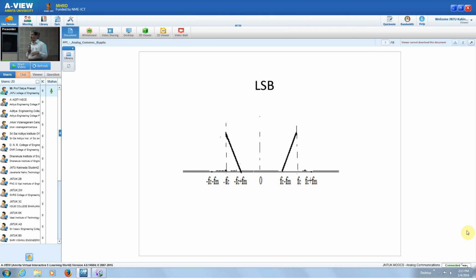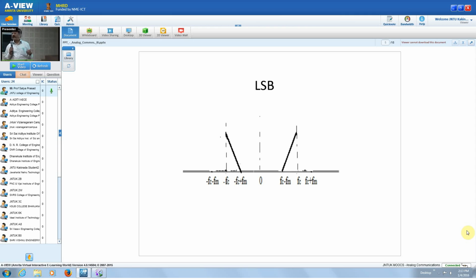This one is your lower sideband signal. So we are having either an upper sideband or lower sideband to be transmitted, and this is the frequency domain representation of the modulated signal, the upper sideband or the lower sideband. Basically we call this SSB signal generation or transmission.